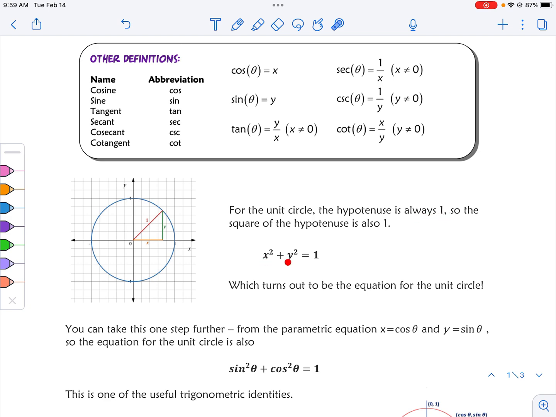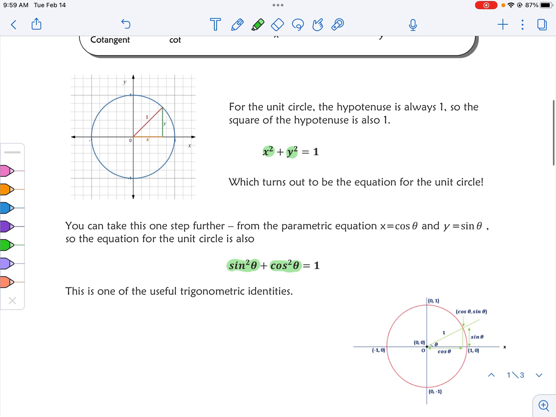So x squared plus y squared equals 1. Your length and your height squared equals 1 squared. That turns out to be the equation of the unit circle, centered at the origin with a radius of 1. Well, based off what we talked about on day 5, if x is really your cosine and y is really your sine, then we know this identity.